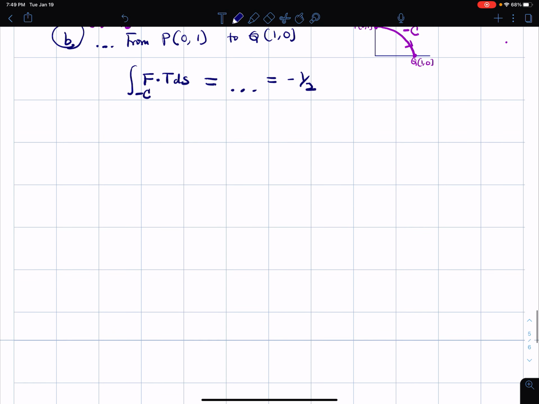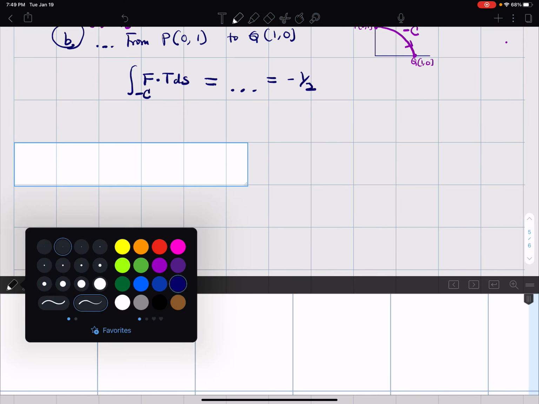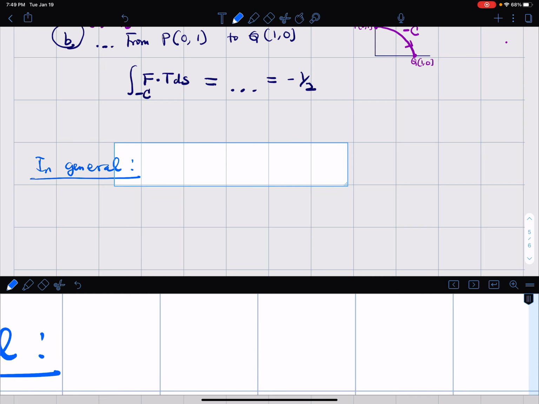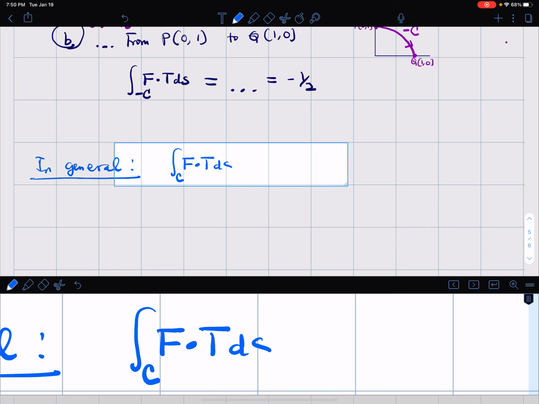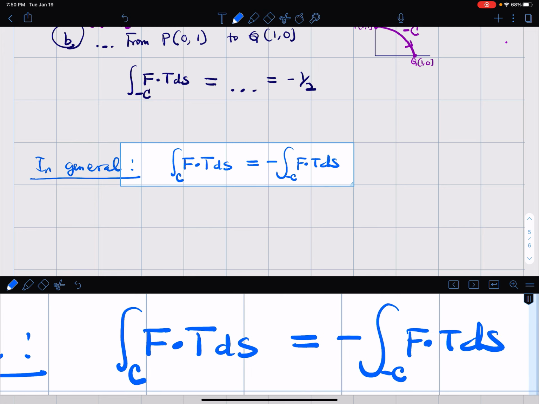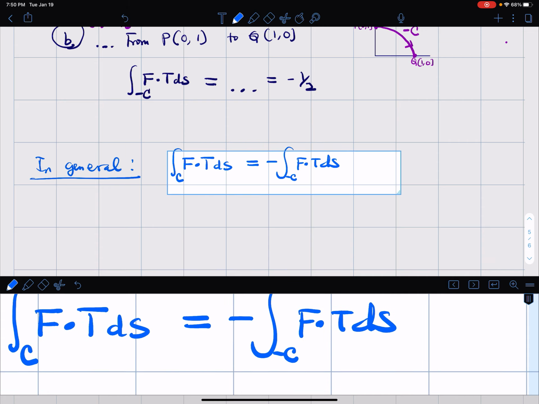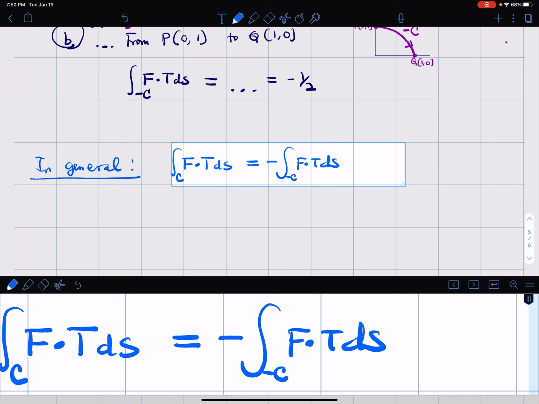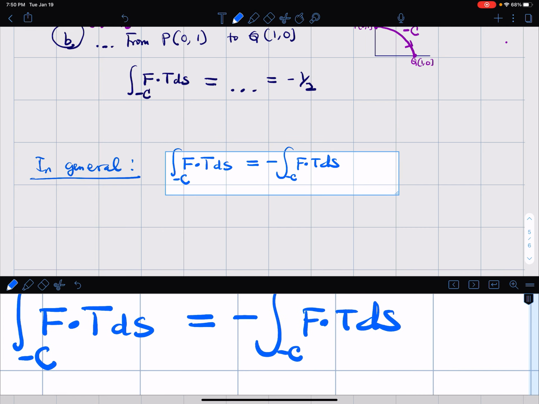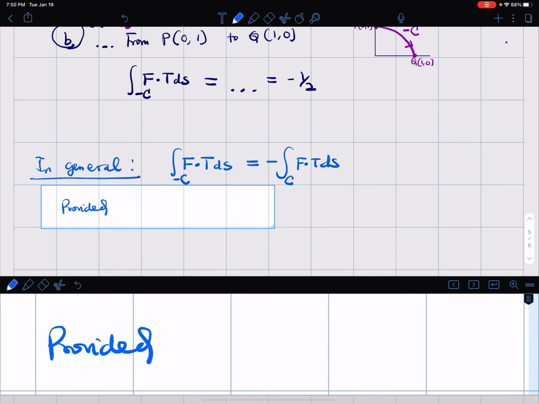But for a vector field, the line integral over a vector field, in general, the line integral of f dot t ds over c is equal to negative the line integral of f dot t ds over negative c, provided f is a vector field.